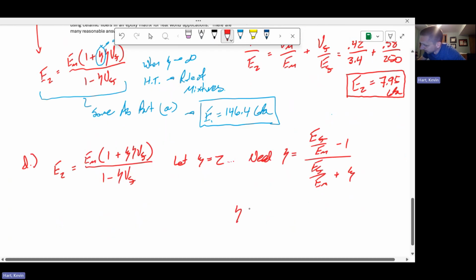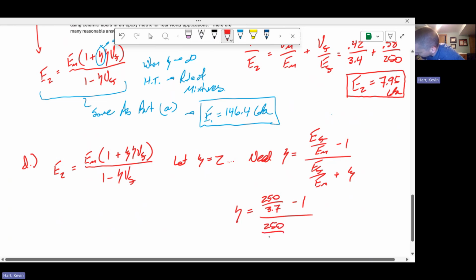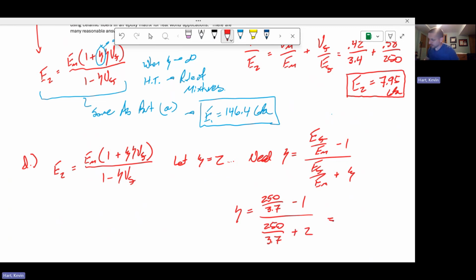Here eta is EF over EM. The elastic modulus of the fiber is 250 GPa. The elastic modulus of the matrix, 3.7 GPa. That's all in the numerator. And the denominator is going to look very similar, except now we have a value of xi equal to 2, so plus 2. We punch this in and get a value of eta of 0.957. All right, so that's the value of eta.